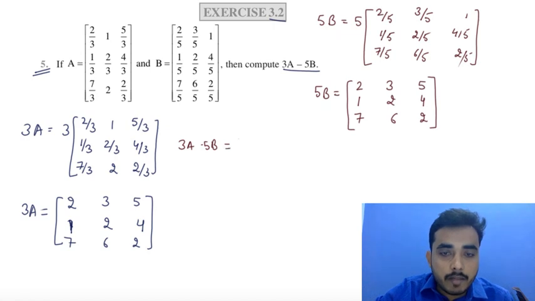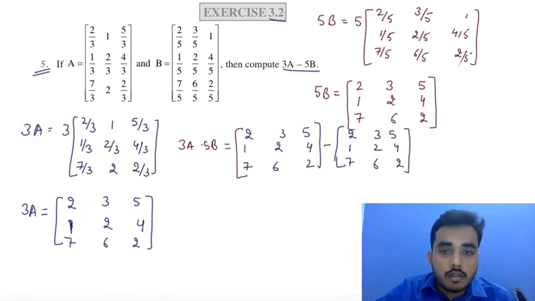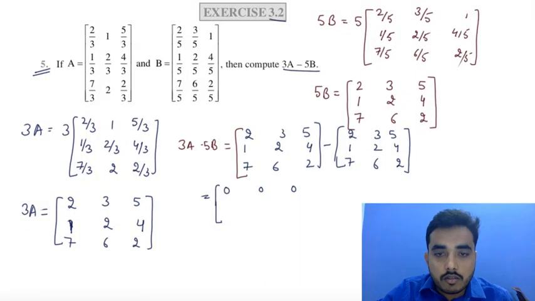So 3A minus 5B में क्या हो गया? इस matrix के elements 3A के 5B में से subtract, 5B के elements 3A में से subtract हो जाएंगे. So this is 2 3 5 1 2 4 7 6 2 minus, ये जो matrix हमारे पास लिखा है, this is 2 3 5 1, 2, 4, 7, 6, 2. So, as you can see, सारी की सारी entries ही 0 हो जाएंगी. So, this is a null matrix. Okay. Question number 5 हो गया, null.